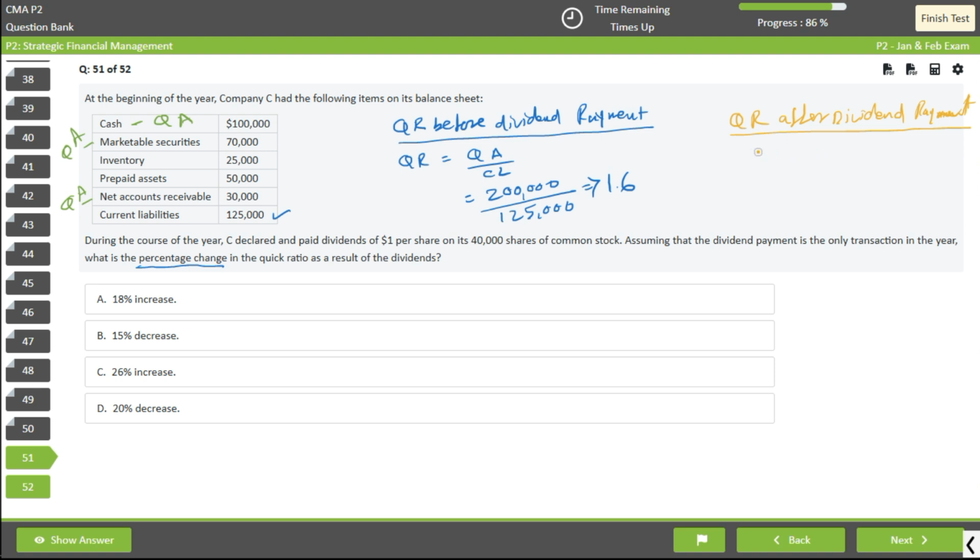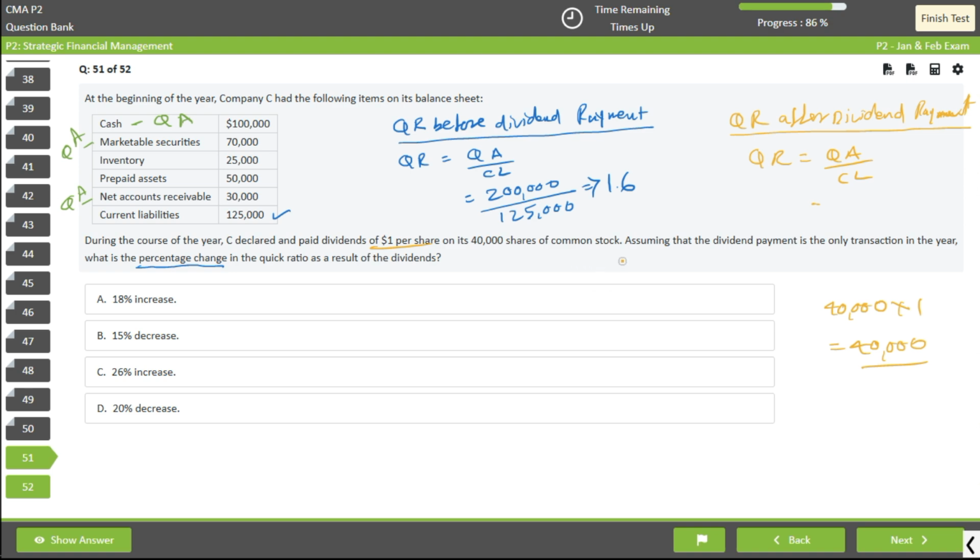Now quick ratio after dividend payment. So what happens? Your quick ratio is equal to quick assets by current liabilities. Now, C declared and paid dividends of $1, on 40,000 shares. So you have 40,000 shares and you have paid $1 per share, so that is equal to 40,000.